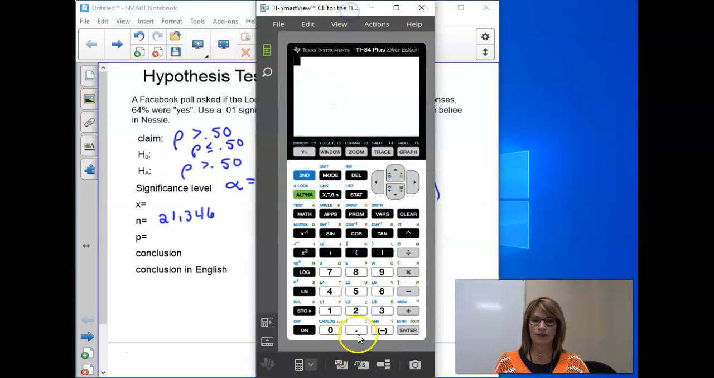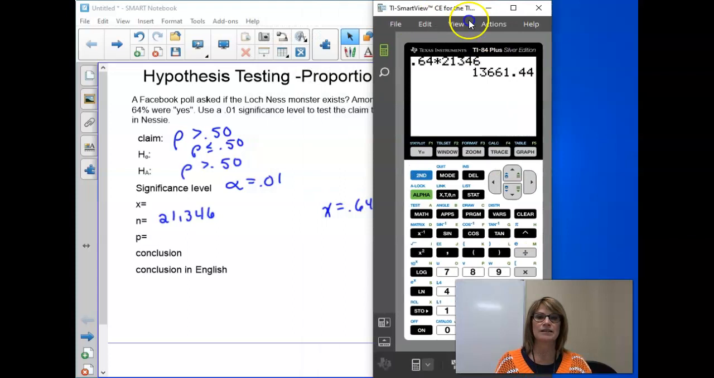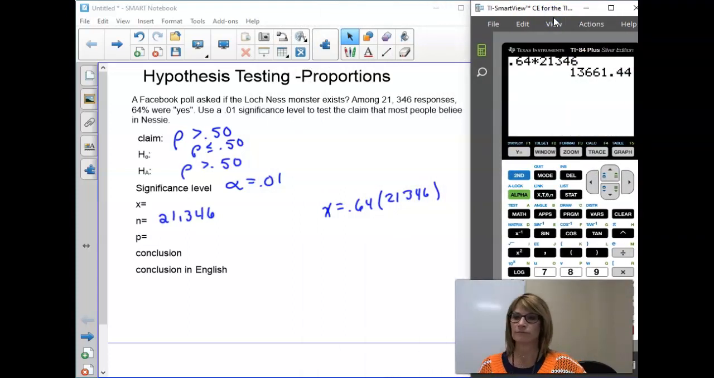We'll need to round that off to a whole number. 64% of 21,346 is 13,661.44, so we'll just say 13,661.